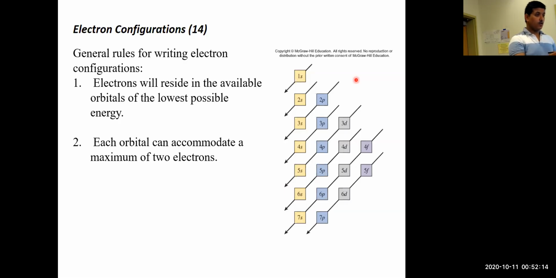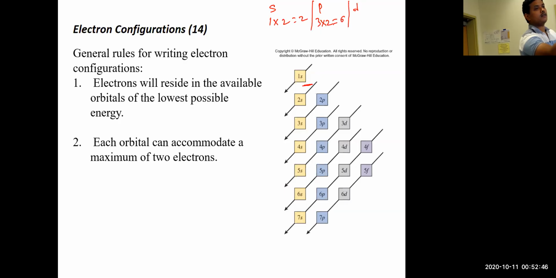Let me just take a moment and make sure I write this one for you. Subshell S has 1 orbital. So 1 times 2, it will hold a maximum of 2 electrons. Subshell P has 3 orbitals. 3 times 2 is 6. So P can hold a maximum of 6 electrons.